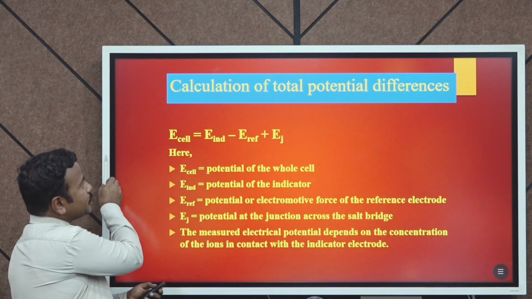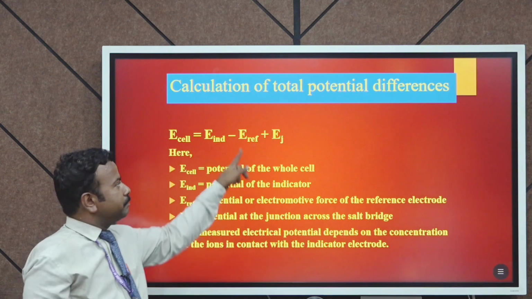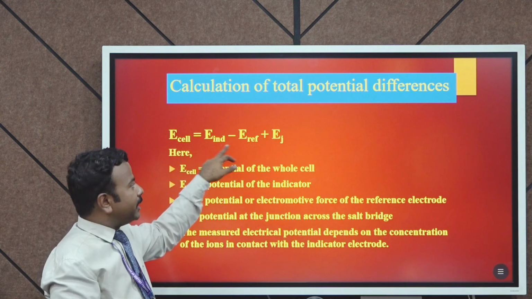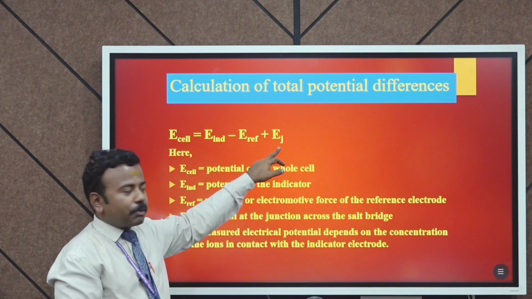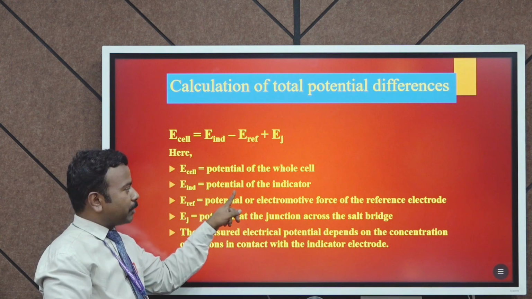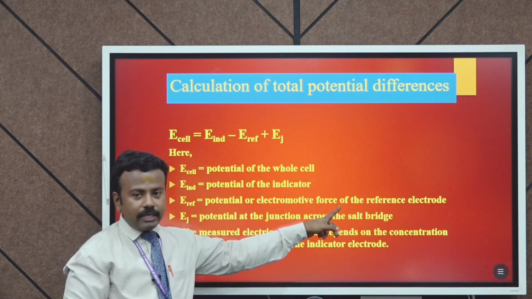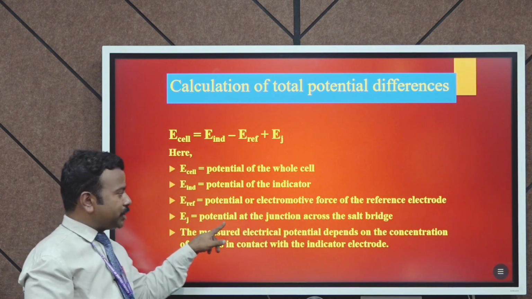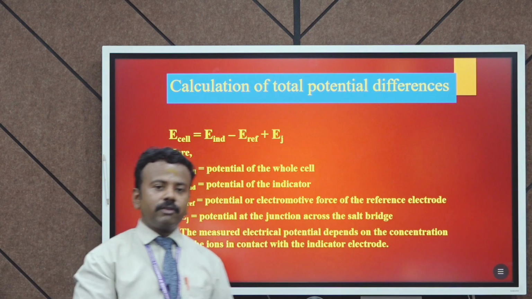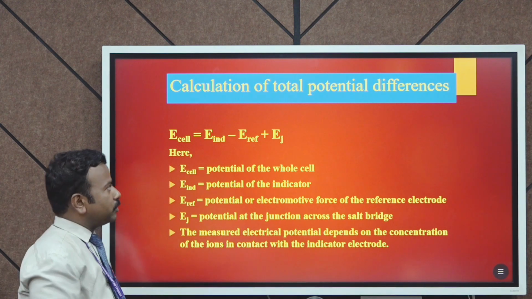Next, the calculation of the total potential difference. E cell is equal to E indicator minus E reference, the potential difference or EMF. So E cell is equal to E indicator minus E reference plus E junction. Here E cell is the potential of the whole cell, E indicator is the potential of the indicator electrode, E reference is the potential or electromotive force of the reference electrode, and E J is the potential at the junction across the salt bridge. The measured electrode potential depends upon the concentration of the metal ions present in contact with the indicator electrode.